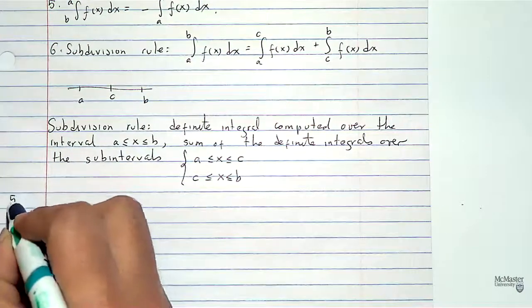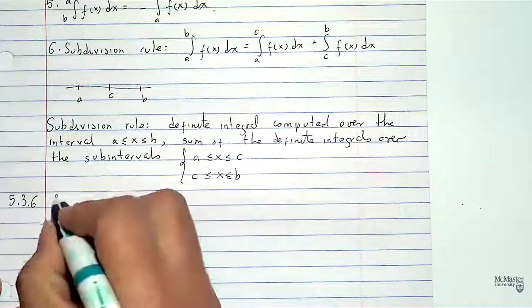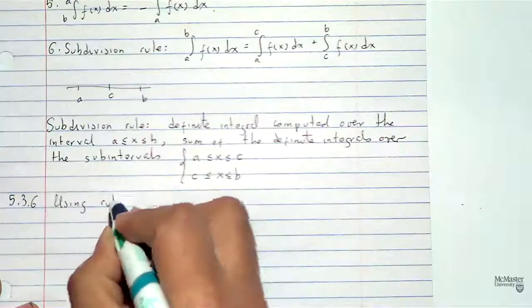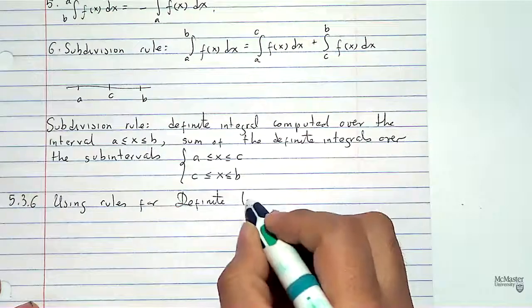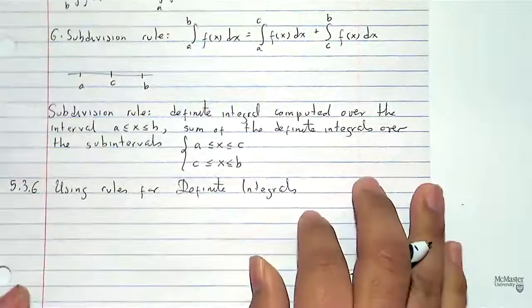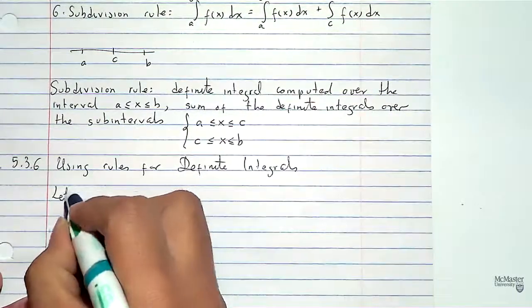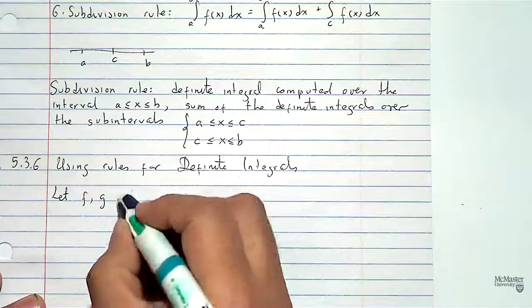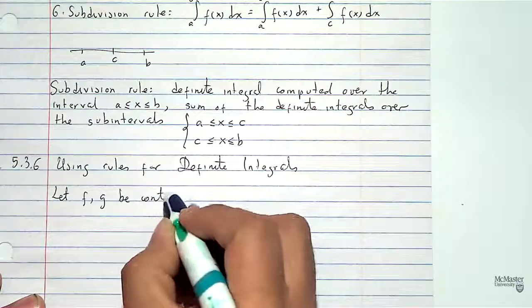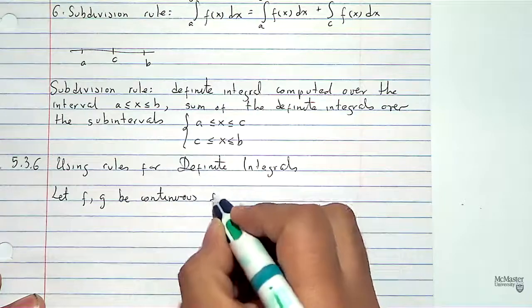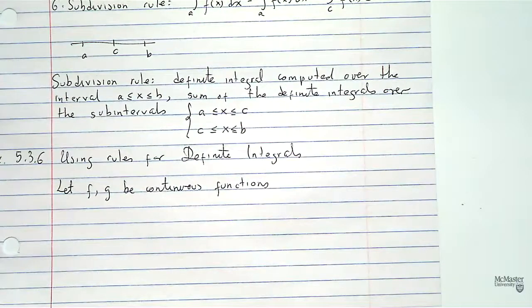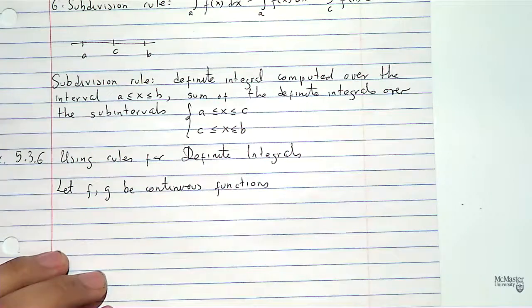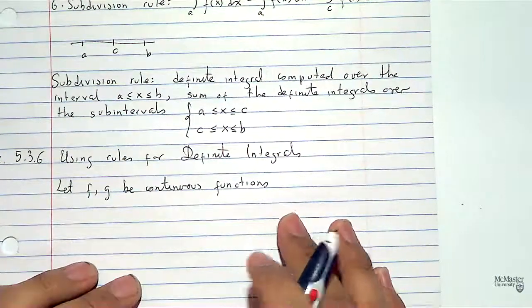So the first example: let f and g be continuous functions. And actually, if you notice, in this example, you're not given information of the actual functions f and g. You're only given the info of some integrals. And then you have to infer some other integral values.